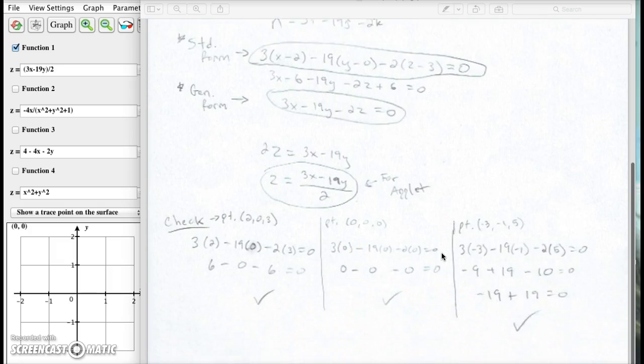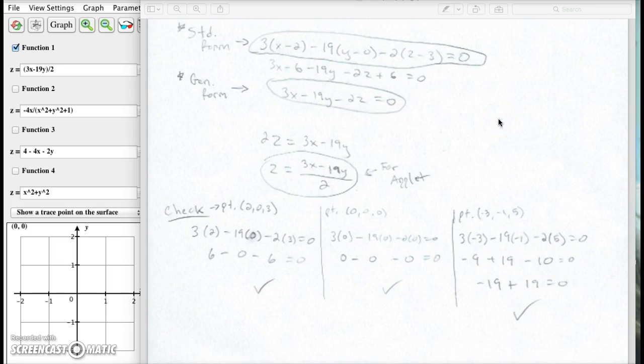So first, before plugging it into the applet, before checking it that way, I like to just plug each point into your general form equation and make sure that they actually equal zero, that they are true, and you haven't made a mistake in any of your math. So I did that here for (0, 0, 0), (2, 0, 3), and (-3, -1, 5). And as you can see, they all ended up being true. They all ended up equaling zero. So that's a good way to check your work. You're going to want to do that at all times. And then next you can plug it into the applet and see what happens.